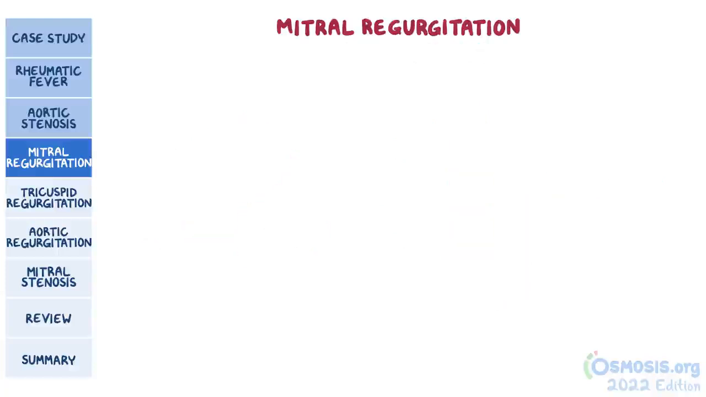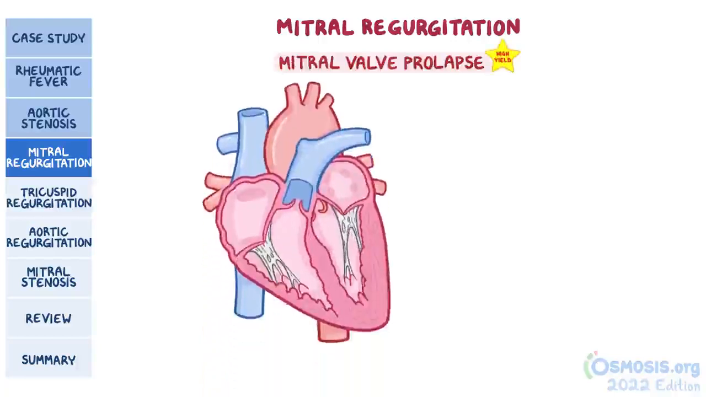The leading cause of mitral valve regurgitation in the United States, and the most common of all valvular conditions, is mitral valve prolapse. Normally, when the left ventricle contracts during systole, a ton of pressure is generated to pump blood out through the aortic valve. This also means a lot of pressure pushes on that closed mitral valve.